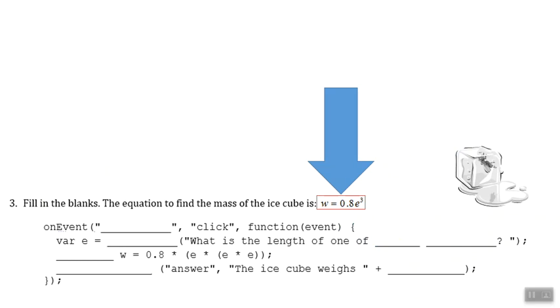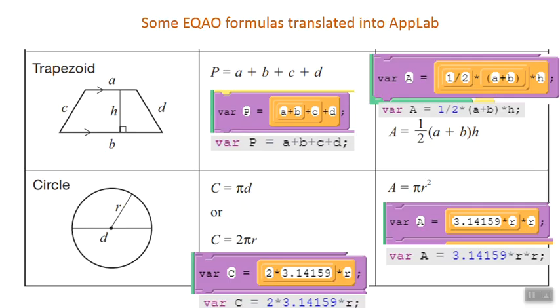Assume it's in the same app as the one above. So the onEvent will be the same onEvent as the one above. But when you're figuring out the math, you're figuring it out about an ice cube. Make sure you read this question and make sure you see the little equation there.